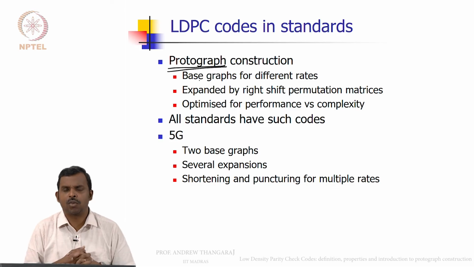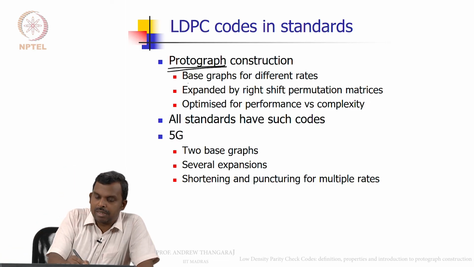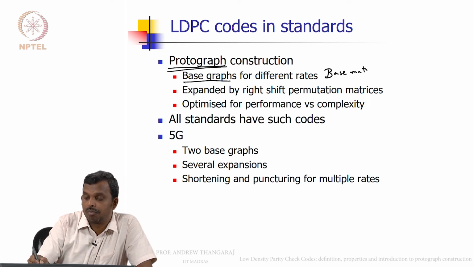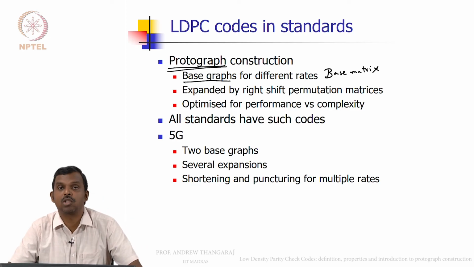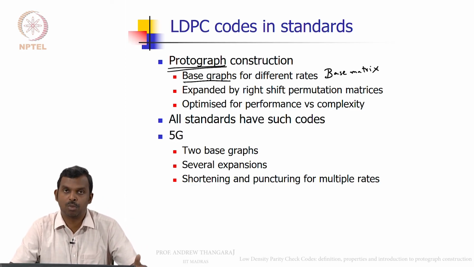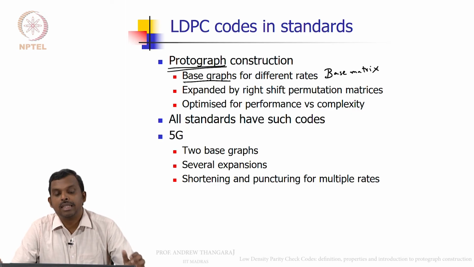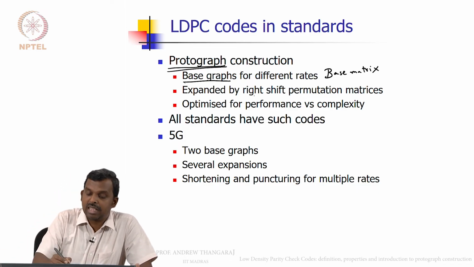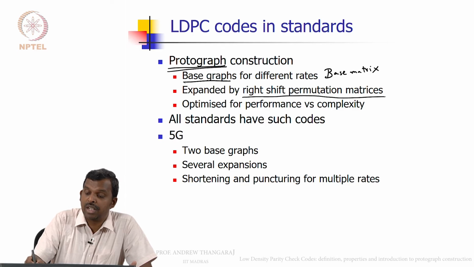There are a lot of theoretical reasons for why protograph constructions are very good, but let's just look at how they are defined and specified. First thing they'll specify is the base graph or base matrix. This base graph is also called the protograph. The base matrix is the proto matrix, so to speak. And this base matrix is expanded, or blown up, to get the actual parity check matrix. This expansion is by what are called right shift permutation matrices.